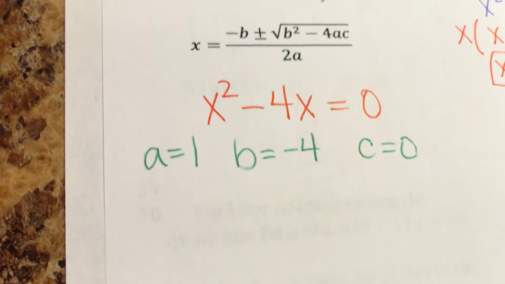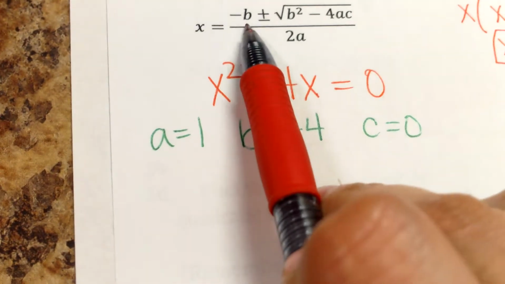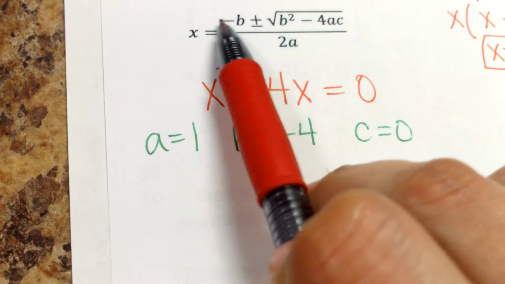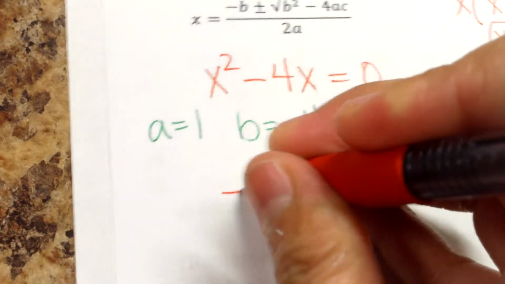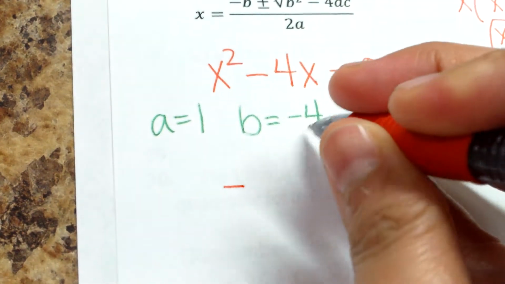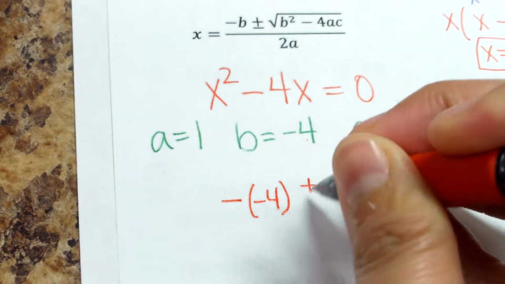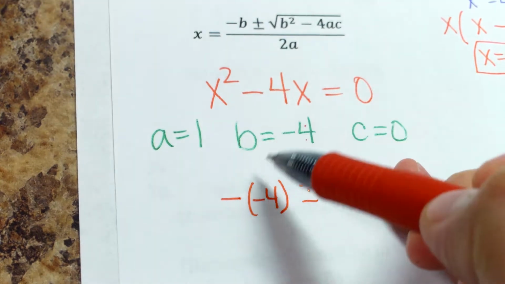Now we're going to use the quadratic formula. We're going to plug it in. X is equal to negative b plus or minus the square root b squared minus 4ac all over 2a. So we're going to plug it in. So we have negative b. B is negative 4. So you need to put that negative 4. Some kids forget. Don't forget. That negative is from the formula. Then you have another negative to plug in there.